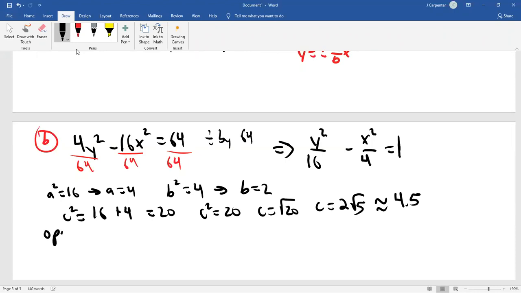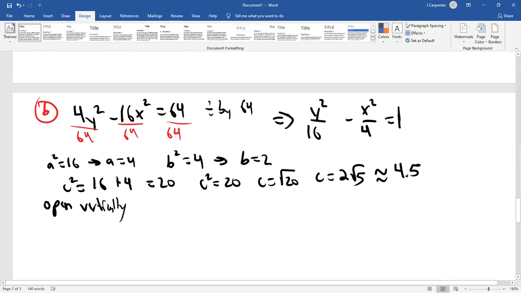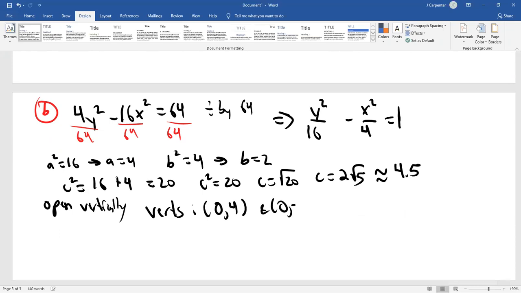This thing will open vertically. Not because of the size of the a or the b, but because the y squared was the positive term. Because it opens vertically, you're going up and down. That says your vertices, which are based on the a, will be (0, 4) and (0, -4). The foci would be based off the C, so (0, 2 square root of 5) and (0, -2 square root of 5).